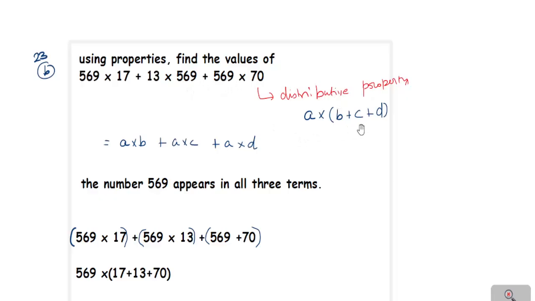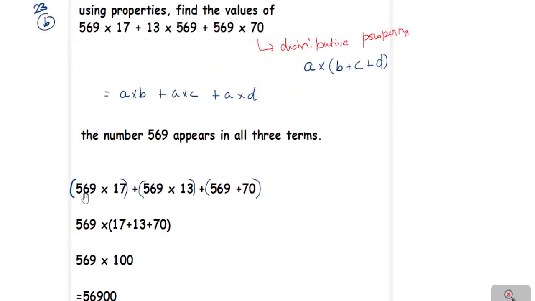A into (B plus C plus D) is equal to A into B plus A into C plus A into D. So it is described here. Now these numbers 569 appear in all the three terms. So 569 into 17 plus 569 into 13 plus 569 into 70; you have to rearrange this, then only you can get this format. So this is the common number, which appears in the three terms.